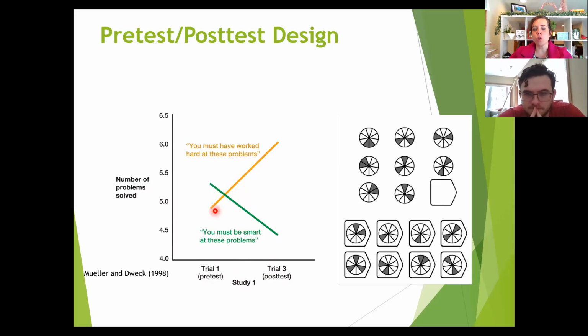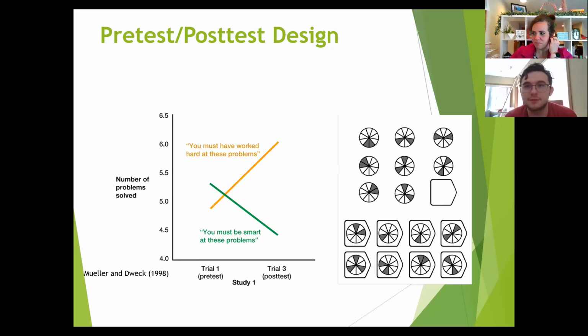So the students who were given process praise, their performance increased. Whereas those who were given personal praise, something to do with how smart they were, their performance decreased. And in fact, you can see how far apart they are here versus where they began. What conclusions might you draw from this? What do we think?